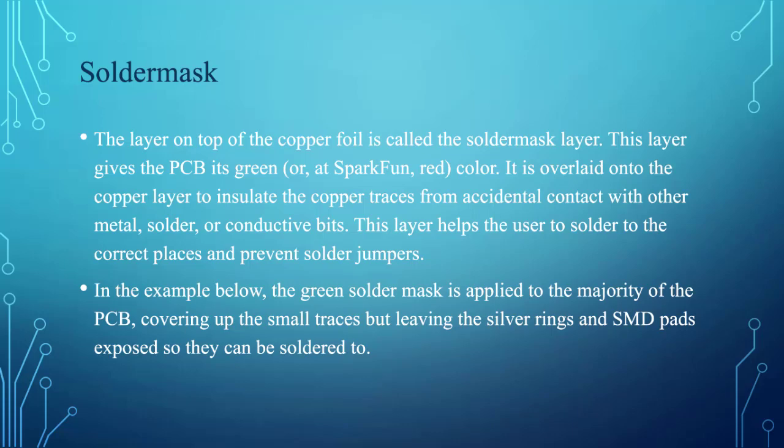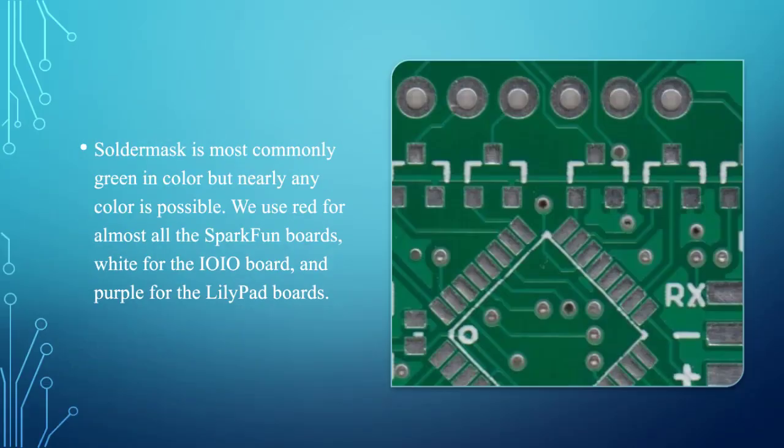In the example below, the green solder mask is applied to the majority of the PCB, covering up the small traces but leaving the silver rings and SMD pads exposed, so they can be soldered to. Solder mask is most commonly green in color, but nearly any color is possible. We use red for almost all the SparkFun boards, white for the IOIO board, and purple for the LilyPad boards.